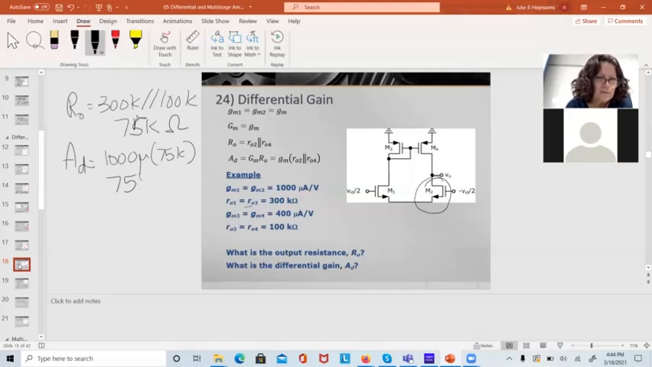It's positive because it's a differential amp. And whenever I want to calculate the gain in dB, it would be 20 log of 75, which is 37.5 dB.